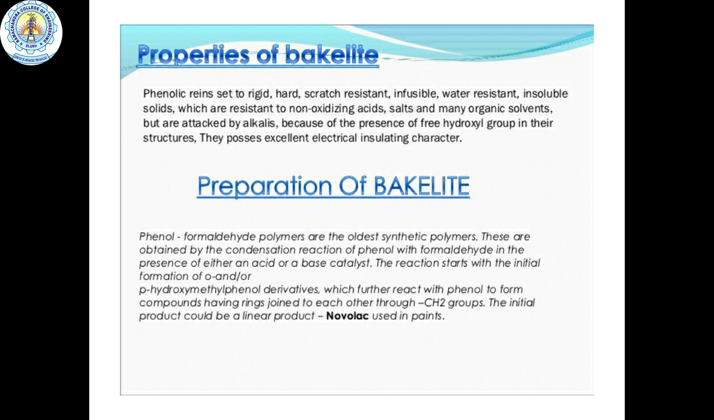Coming to the preparation of the bakelite. Phenol formaldehyde polymers are the oldest synthetic polymers. These are obtained by the condensation reaction of phenol with formaldehyde in the presence of either an acid or base catalyst. The reaction starts with initial formation of ortho or para hydroxymethyl phenol derivative, which further reacts with phenol to form compounds having rings joined to each other through CH2 groups. The initial product could be a linear product that is called novolac, which is used in the ointments.